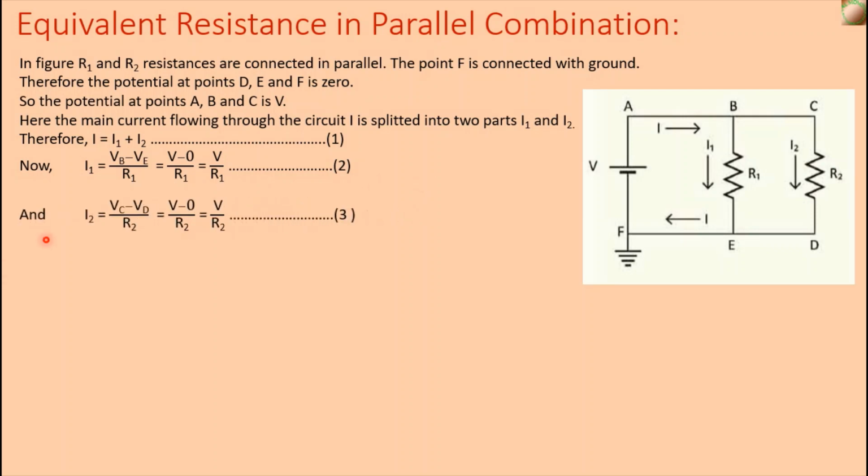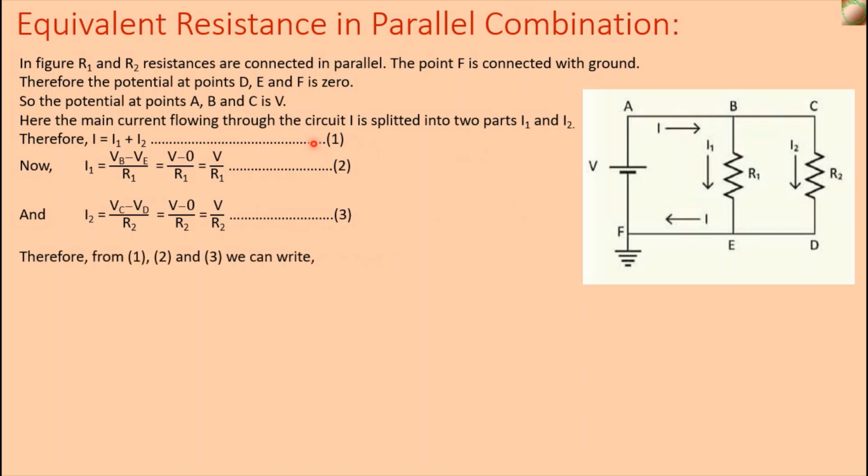Similarly, I2 is equal to the potential at C, Vc, minus the potential at D, Vd, divided by the resistance R2, which is (V minus 0) divided by R2. The potential at point C is V and the potential at point D is 0. This is equal to V divided by R2, equation number 3.